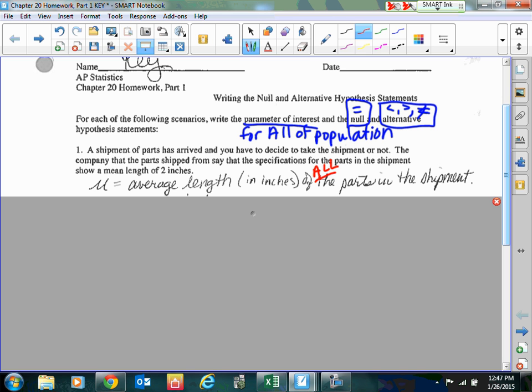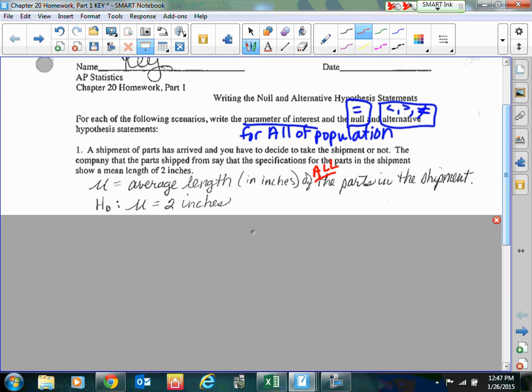All right, so what would the null hypothesis be? The claim is that mu is 2 inches, okay? So that's how you would write that. And then the alternative would look like what?